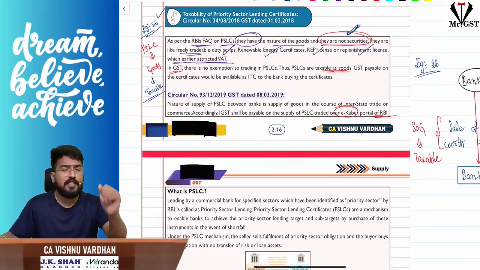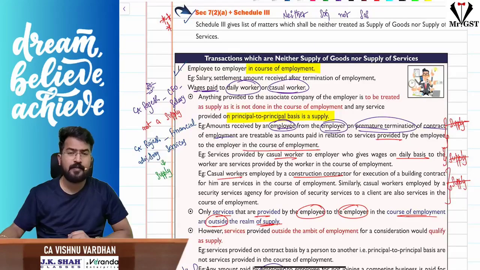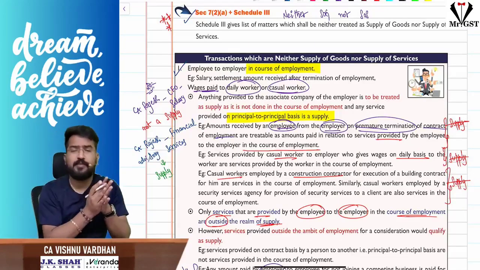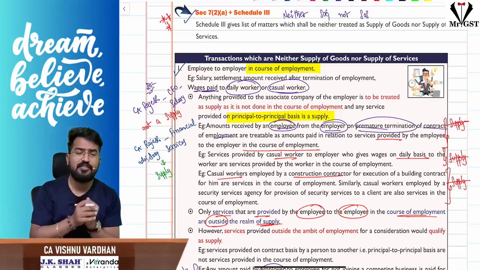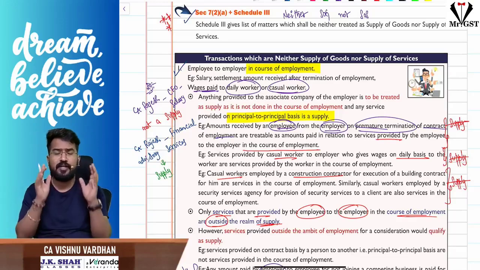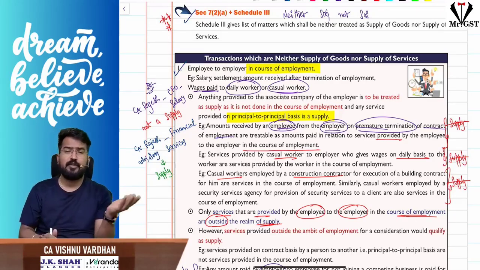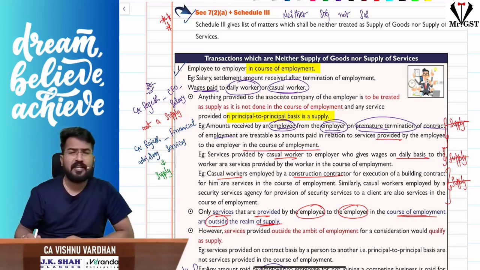We can move on to the next one, schedule 3. So the next one we are going to see is nothing but schedule 3. Schedule 3, what is schedule 3? Neither supply of goods nor supply of services. So whatever items are given in schedule 3, you know that they are not at all supply. It is neither supply of goods nor supply of services.